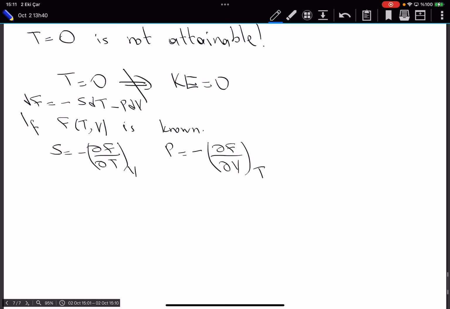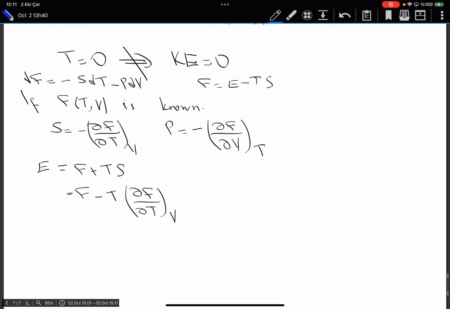And well, I also would like to know what the energy of the system is. The energy of the system will be, remember the free energy was E minus TS. So energy is free energy plus T times S. Well, I know the free energy. I know what S is. It is minus the derivative of free energy with respect to temperature. So once I know the free energy, I know all these.